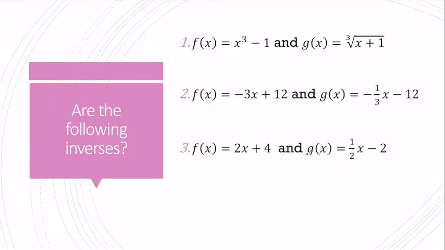So how do I tell if two functions are inverses? Well, I can tell if the two functions are inverses by taking function composition both ways and seeing if it equals x. Note, if I compose f and g and I get x, I have to compose g and f. But if I compose f and g and I don't get x, I can stop because I know they aren't inverses. So let's go ahead and take f composed with g of x.